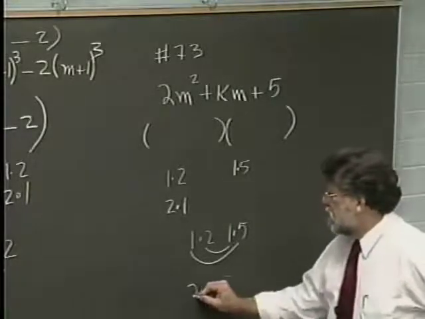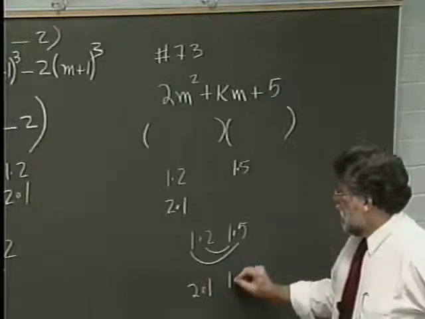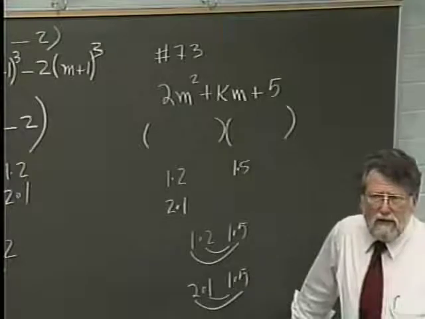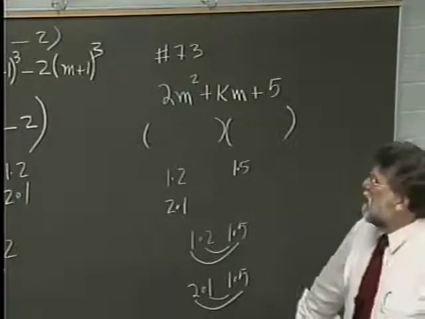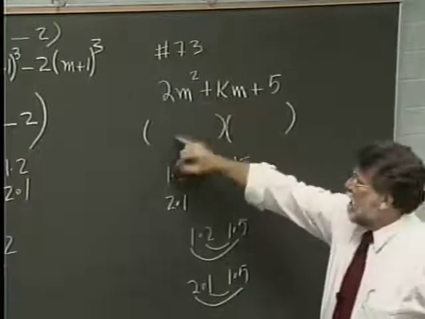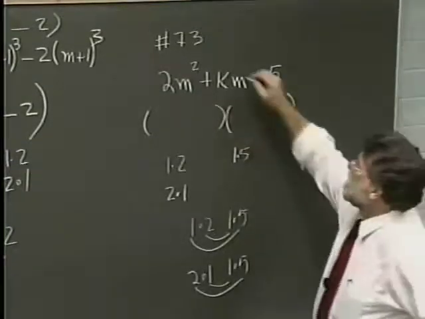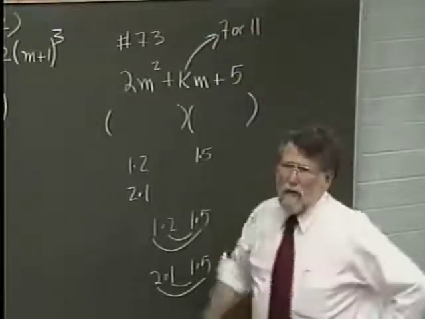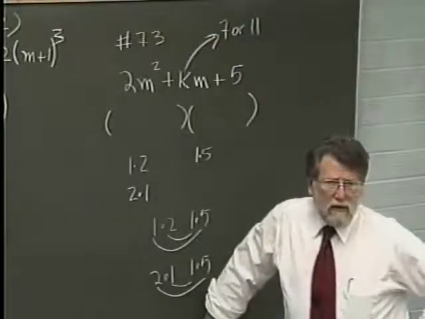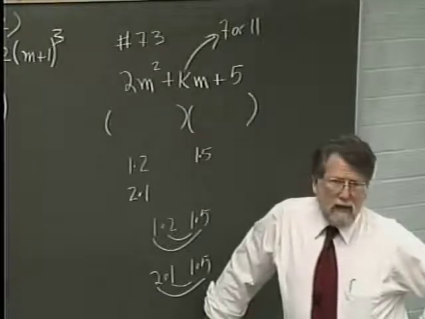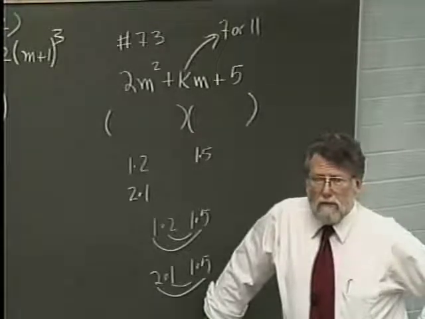If I had the 2, 1 and the 1, 5, I would have 11. So what are the only 2 possible values for k that I could use so that I could write it as a product of binomials? The answer is 7 or 11. One or the other. We'll do it. We had done that yesterday and the day before a little bit in the same way.